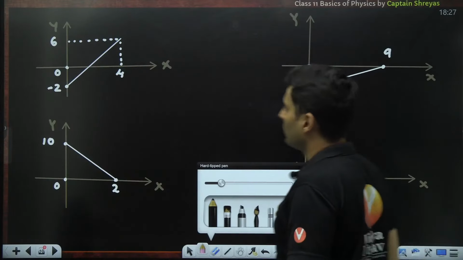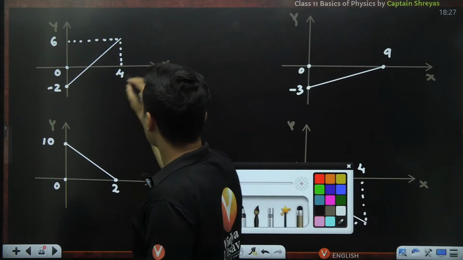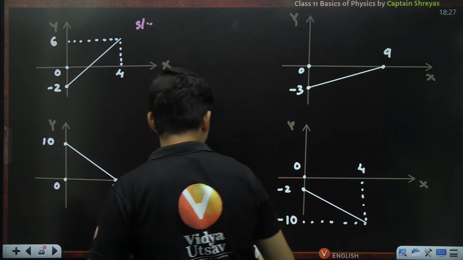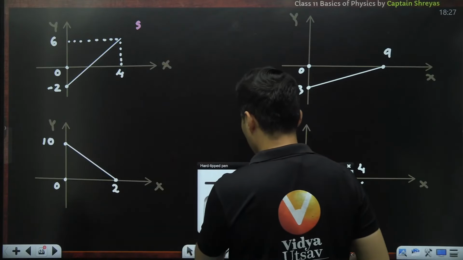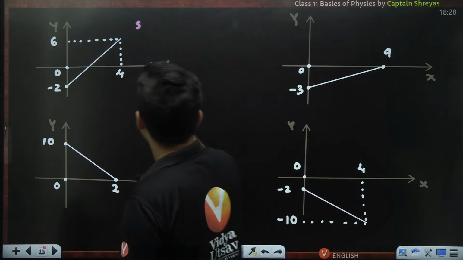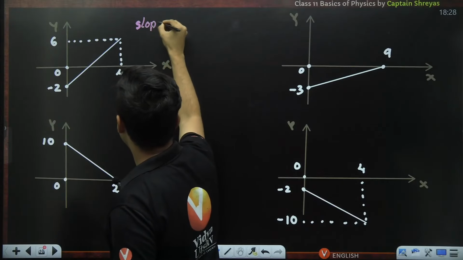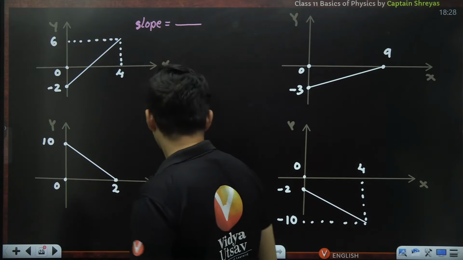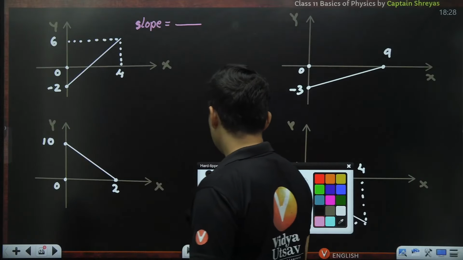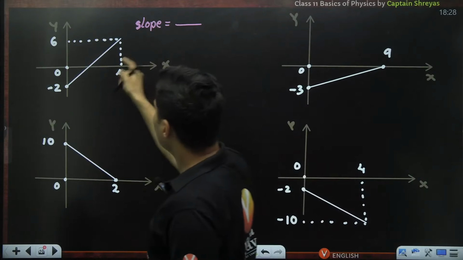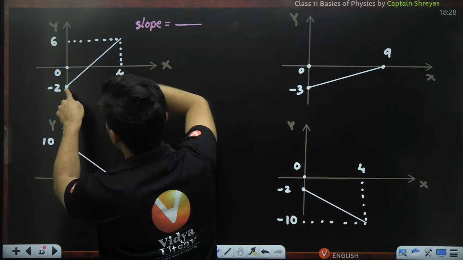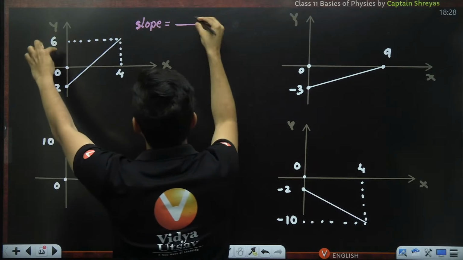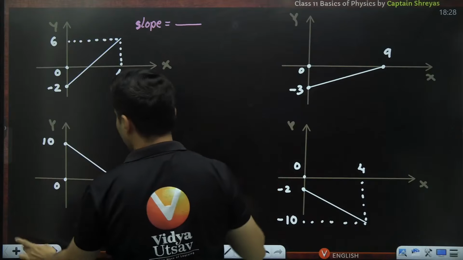Okay, let's try this out, starting off with the first one. Here, the value of slope, how much will it be? Let me reduce the pen thickness. What is the value of our slope? Change in y upon change in x. What is the change in y upon the change in x? Here, from this point to this point, the y has changed this much. The change will always be final minus initial, by the way.